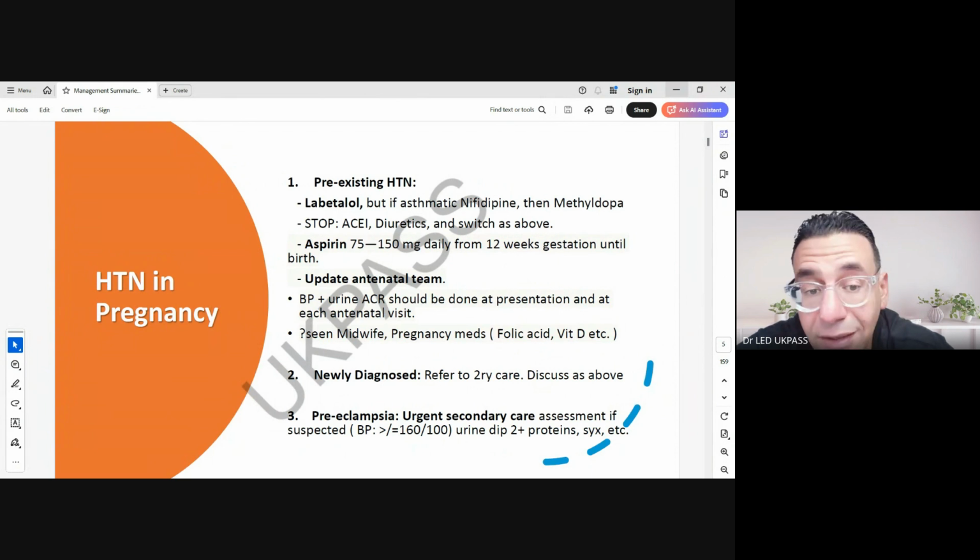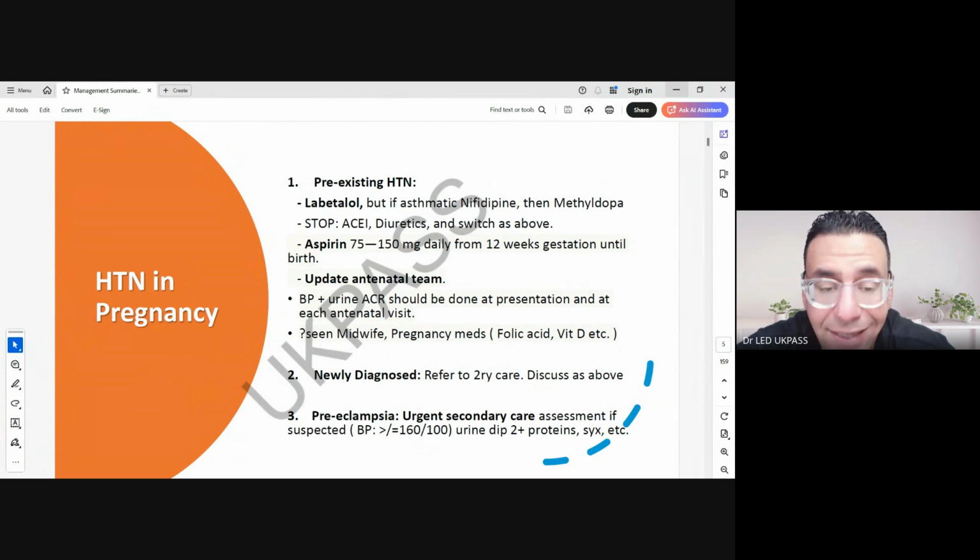Okay, now what is the difference between that and pregnancy-induced hypertension? The difference is that you don't touch anything. You don't touch the medications the patient is on. You just need to update the antenatal team. You need to speak to the antenatal team as soon as possible, during the same day. Let them know about that, and they take the lead at that point, and they start the patient on labetalol and aspirin, because it's very important.